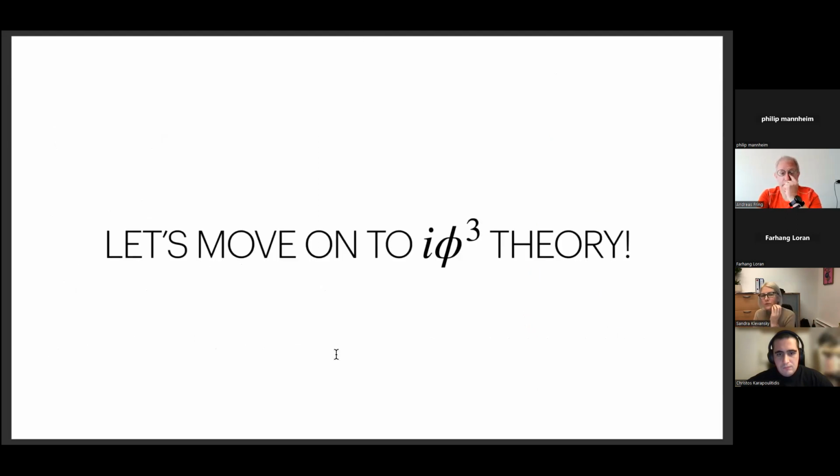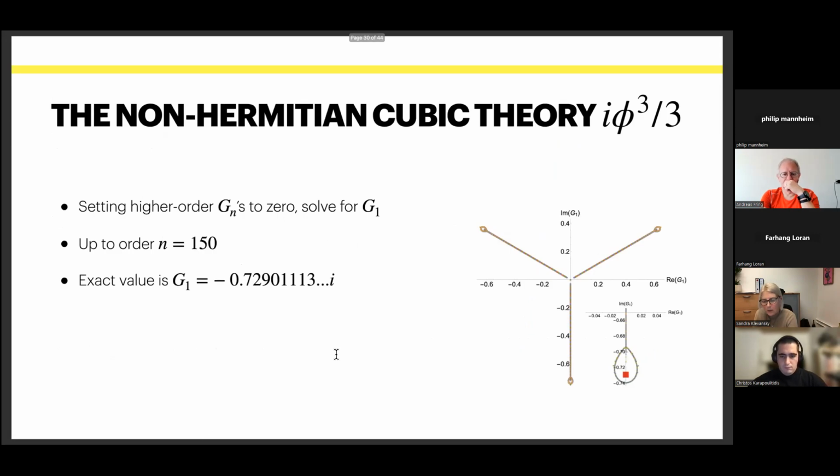Okay, so then the next thing is, let's move on to i phi cubed. Right, so here we would do exactly the same procedure. We would set higher order G_Ns to 0. We would solve for G1. Of course, we would derive the equation of motion and all the Green's functions with this new interaction, and working up to n equal to 150, plot what we get. And the value that we would expect for G1, if we calculate it exactly, which we can do, is minus 0.729.